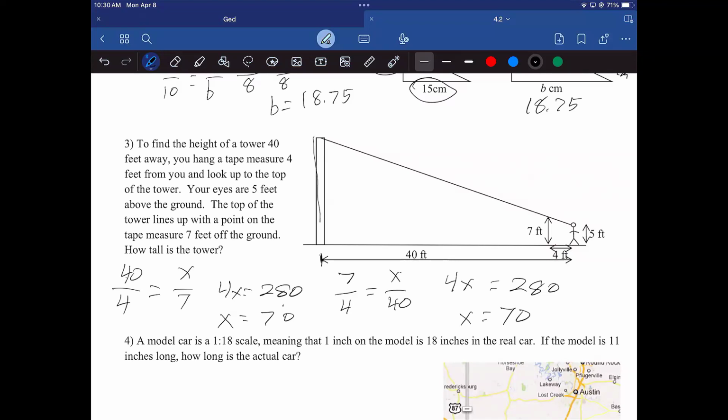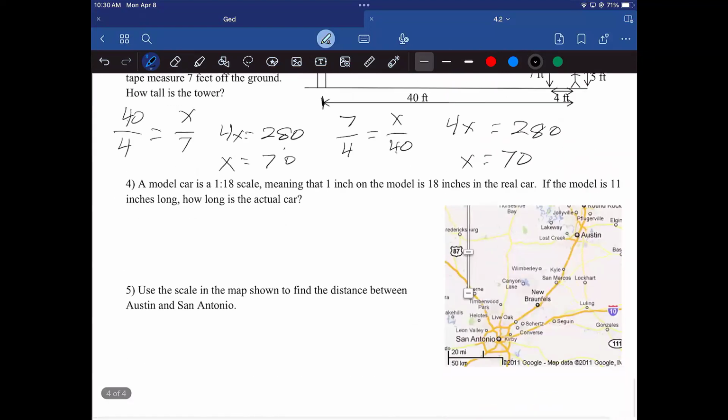Before I was trying to make a similar triangle here, but that didn't work because I was making an assumption. Something we don't do in geometry, people. Assumptions in geometry are deadly. Ask anyone who designs bridges for a living. All right.